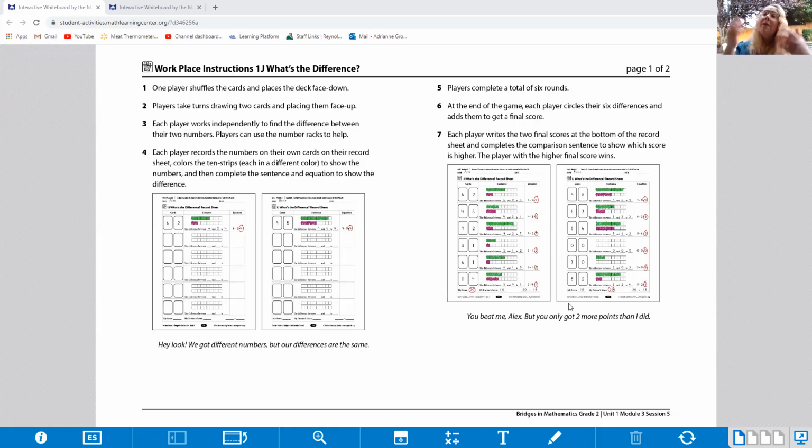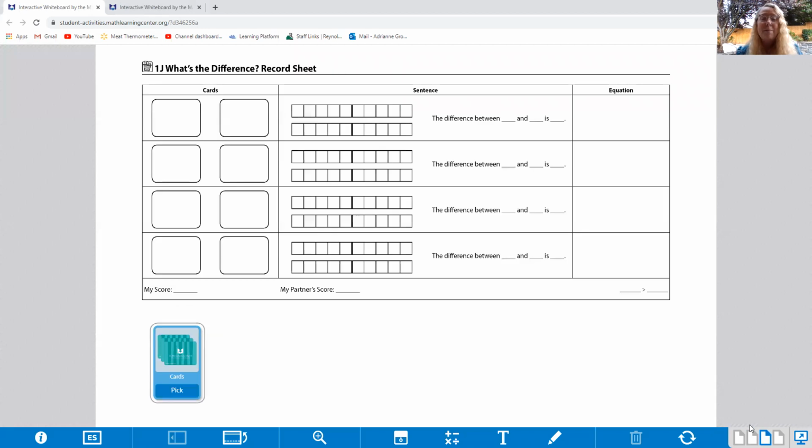Today we are going to learn how to play the game What's the Difference? If you're playing this game online, you're going to click the link to play the game. Once you get to the game, you're going to click the next page, the third page right there, to play. We're going to play 4 rounds of the game. You get to play this with a partner, and you and your partner can have a record sheet. Okay, let's go ahead and figure out how to play the game.